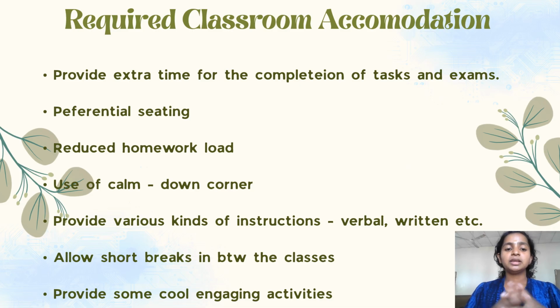Then preferential seating. If we make these kinds of students sit at the last back corner, the students will not get enough attention and he will be doing his own work and distracting others. So the whole class gets disturbed. What we have to do is give some preference to the child and make the child sit near the teacher's desk or teacher's bench. The next is reduced homework load. Providing a lot of workload for the students on reaching home will also make them tired and frustrated. So homework load must be reduced.